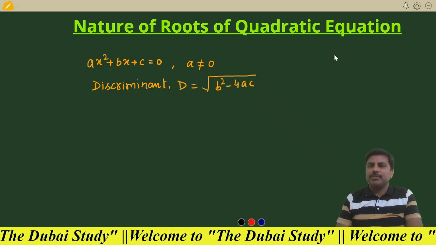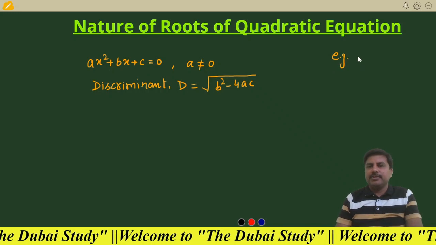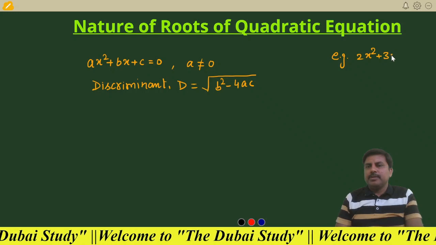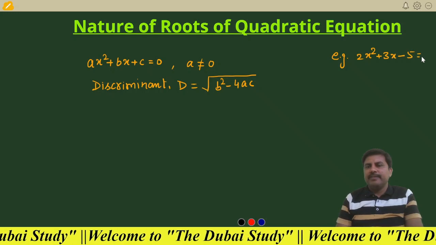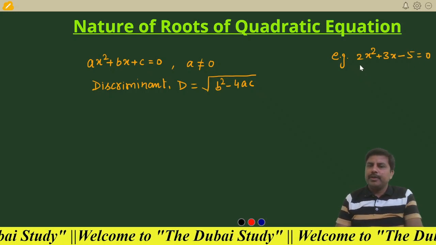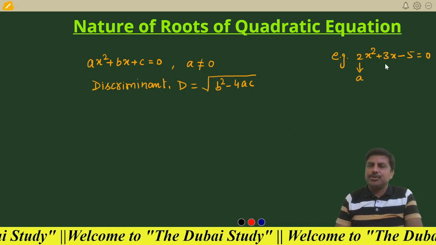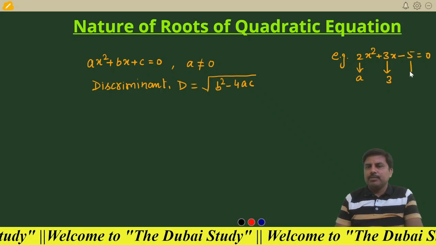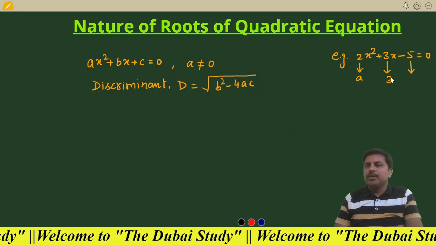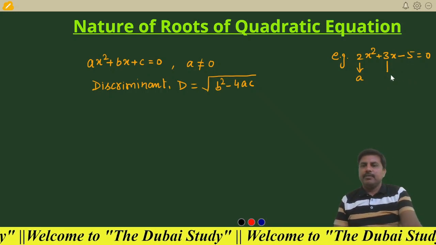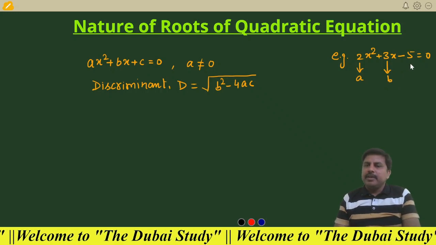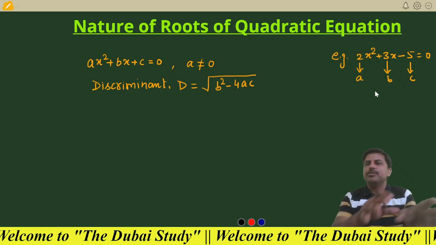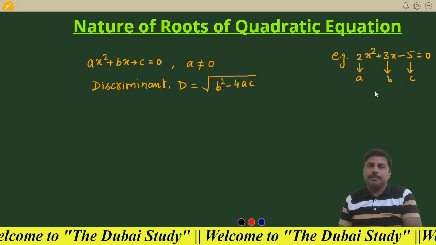As an example, I'm taking a small example for you, where the equation is given as 2x square plus 3x minus 5 equals 0. So here the value of a is equal to 2, the value of b is equal to 3. Similarly, the value of c is equal to minus 5. Okay, this is b and this one is your c. So whenever required, you just put the values of a, b, c from the given equation.